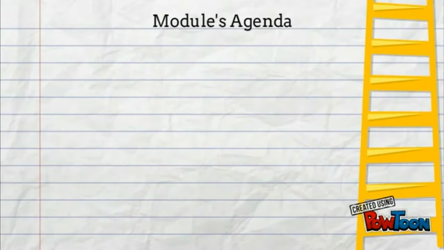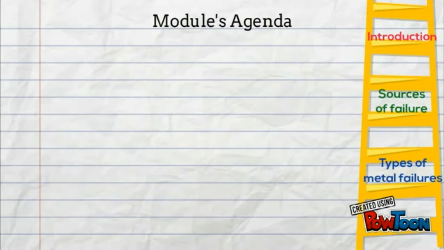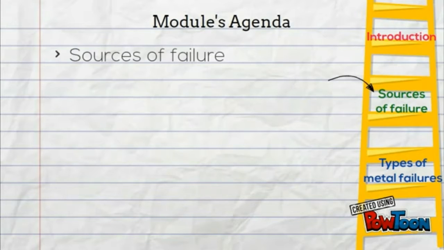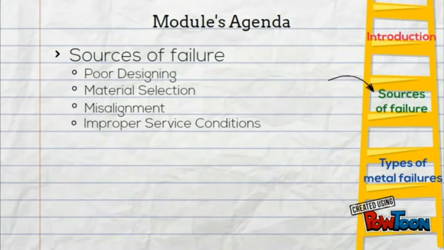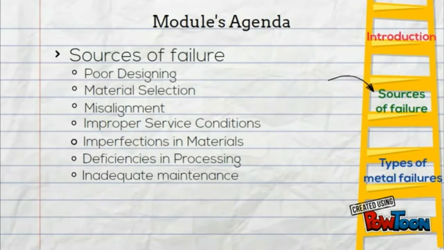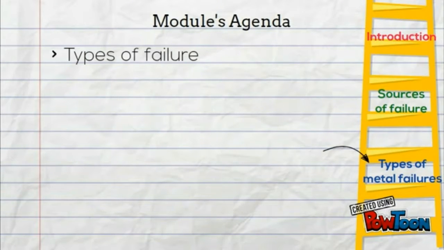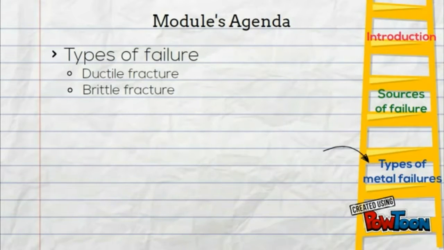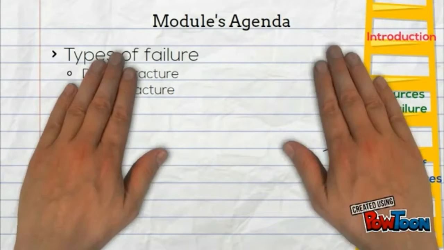On the agenda, we'll be covering a variety of subjects, starting off with the introductions. We'll then cover the possible sources of failures before finally talking about the different types of metal failures. Under sources of failures, we'll cover poor designing, material selection, misalignment, improper service conditions, imperfections in materials, deficiencies in processing, and finally inadequate maintenance. We'll cover each of these and their definitions in the lecture slides that follow after the video. For the types of failure, we'll be covering two different types of fractures, namely ductile and brittle fracture, and then we'll get into metal fatigue as well as metal creep.